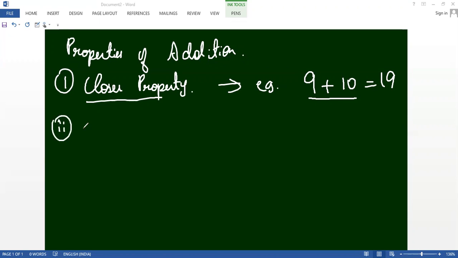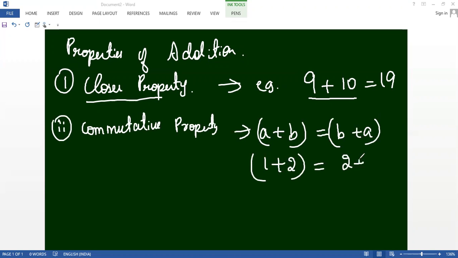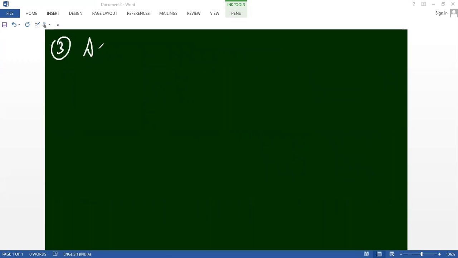The next property is the commutative property. So what is the commutative property? For example, take a plus b. If you add both numbers and exchange the numbers, the answer will be the same. For example, 1 plus 2 is equal to 2 plus 1. Both answers will be the same. That proves the property.